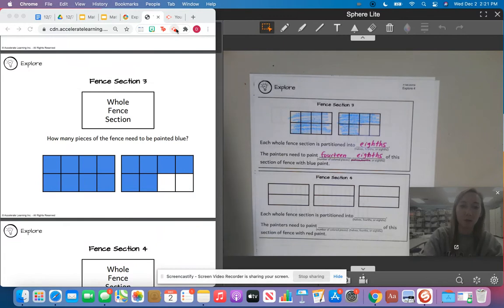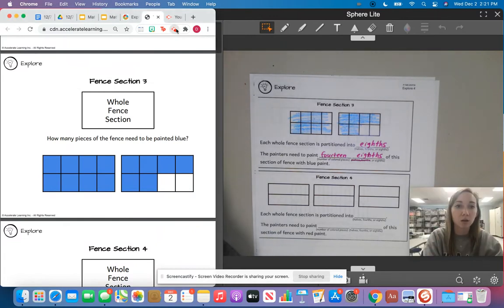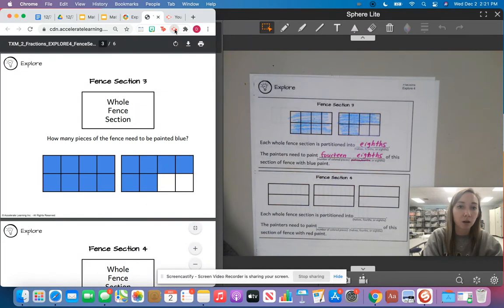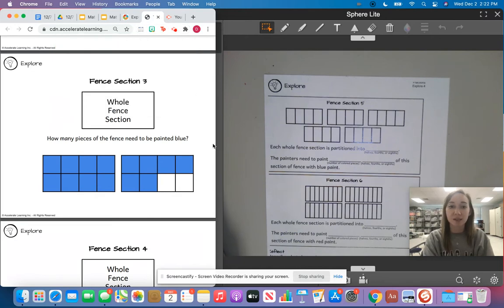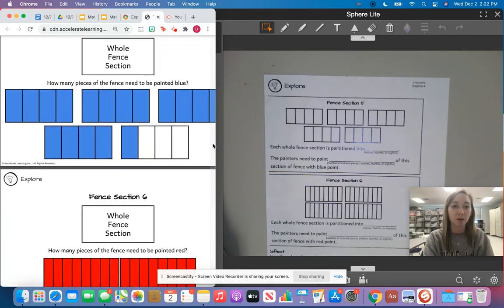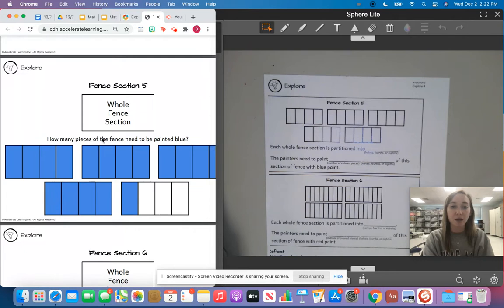We are going to pause real quick. So we are going to jump ahead to fence section 5. So we're skipping 4 to 5. And look, we have the whole fence section shown right here, but we have more than one fence section we're talking about, don't we? How many fence sections do you guys see right here?